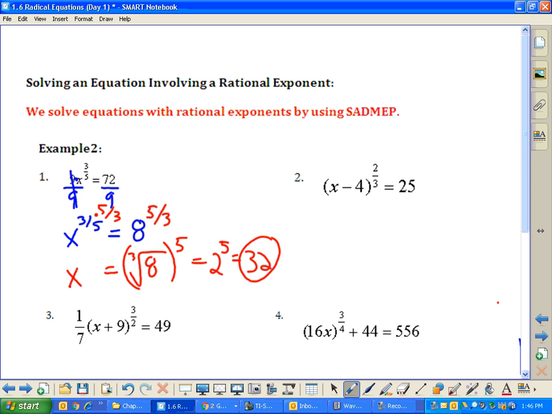Are there questions about the process before I do another one? All right, let's do it again. So I have x minus 4 raised to the 2/3 power.